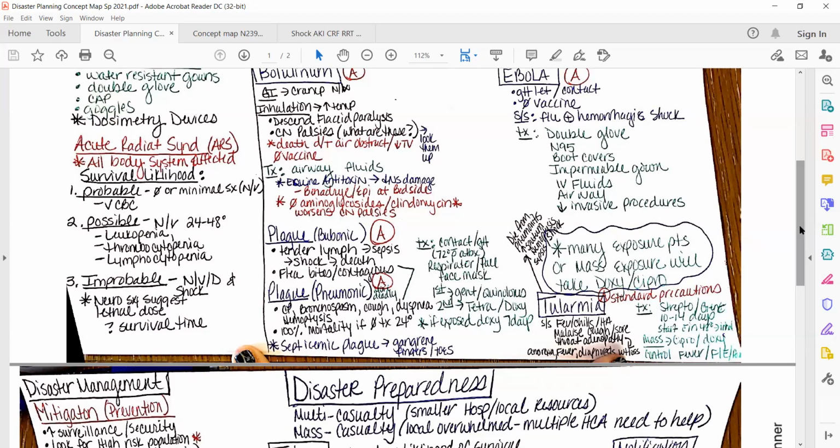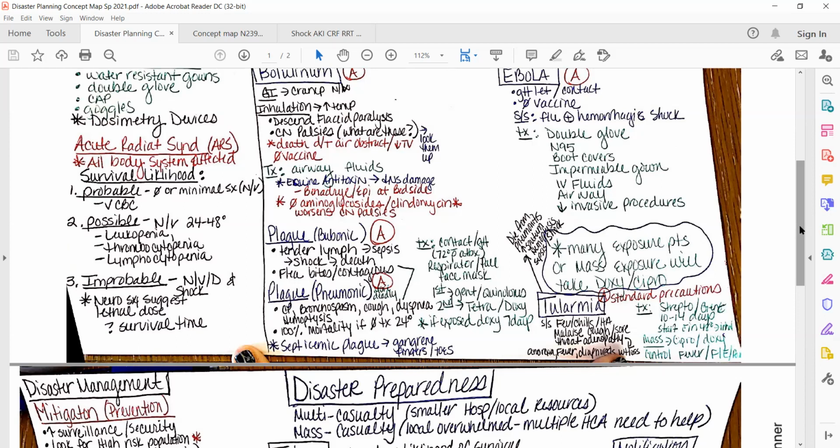Okay, so plague, bubonic. This is tender lymph nodes. They end up septic, they go into shock and death. Flea bites, it's contagious. These are both category A. Pneumonic plague, they can have chest pain, bronchospasm, cough, dyspnea, hemoptysis, 100% mortality if no treatment within the first 24 hours. If they have septicemic plague, they can end up with gangrene in their fingers and toes. Just think about septicemia. What happens in sepsis? We vasodilate when we've got poor perfusion, so we're just not perfusing those areas. So fingers and toes.